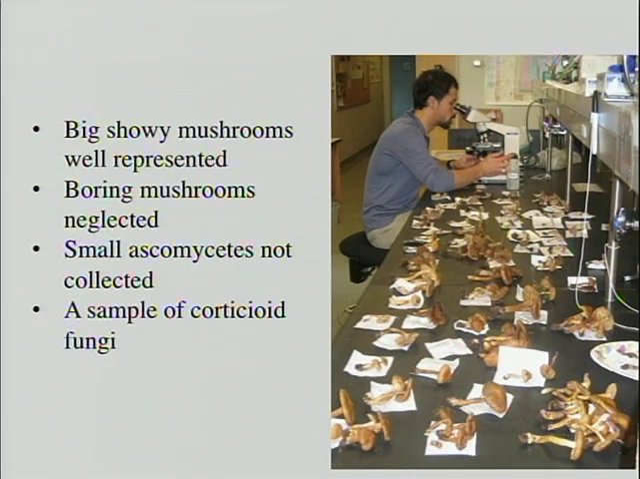So in general, we can say that after these 5 big forays, the big showy mushrooms, we have covered them. The ones that fruit regularly are definitely in our collections now. Boring mushrooms, not so much. Small ascomycetes are definitely neglected, not even looked for. And for the corticoid ones, these crust fungi, thanks to Tom, we are really getting there. We are turning branches around and bringing them into the lab. So yes, we are doing those now.